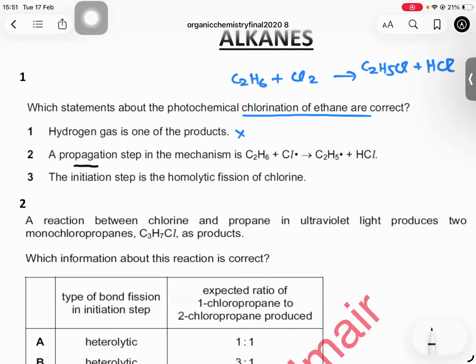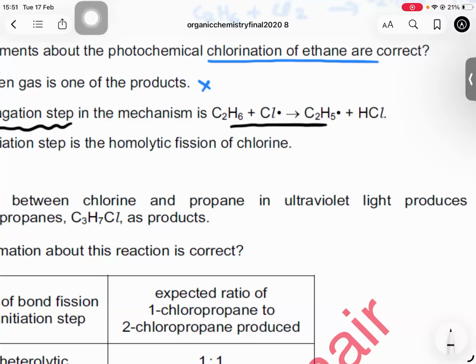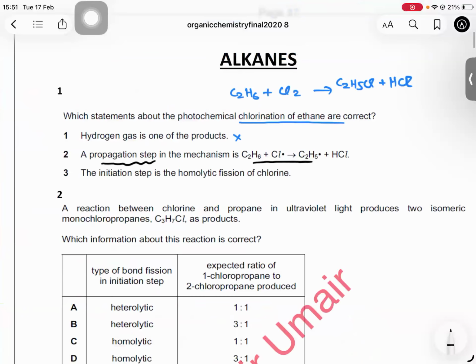A propagation step in the mechanism is this. Is this the propagation step? In the first step of the propagation, you remember the free radical goes and takes the hydrogen away and turns it into HCl. That's the correct answer. Initiation is the homolytic fission of chlorine. Yes. So 2 and 3 are the correct statements.